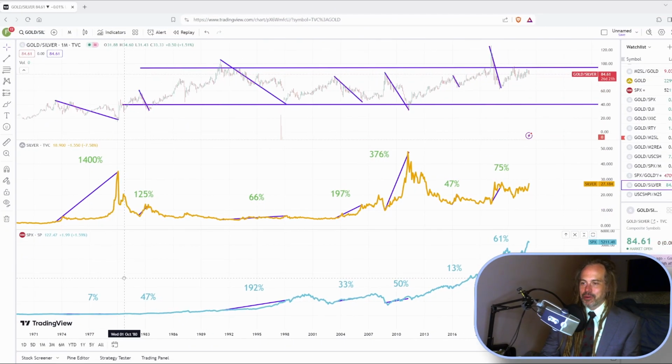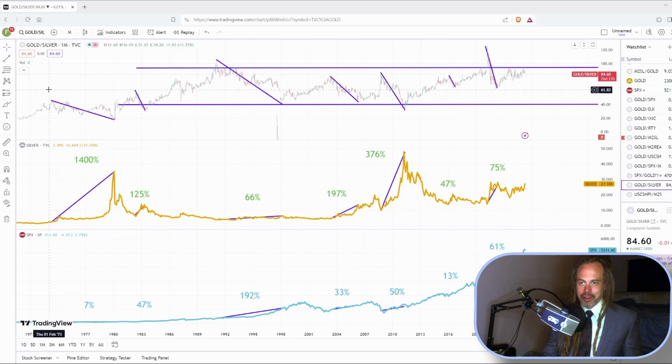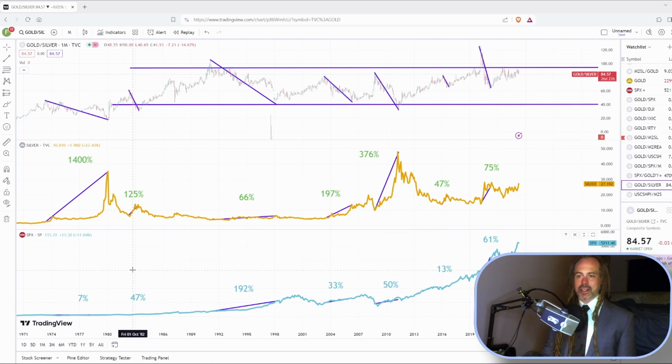All right, so I've gone through and labeled the percent increases in both the silver price and the S&P 500 over those same periods of time that correlate with all of these decreasing gold to silver ratios. We got 1400% versus 7%, 125% versus 47%. This is the only one where the S&P 500 wins, nearly 200% to 66%. Silver up 200%, S&P 500 up 33%, silver up 376%, S&P 500 up 50%, 47% to 13%. And then during the pandemic, 75% silver, 61% S&P 500.